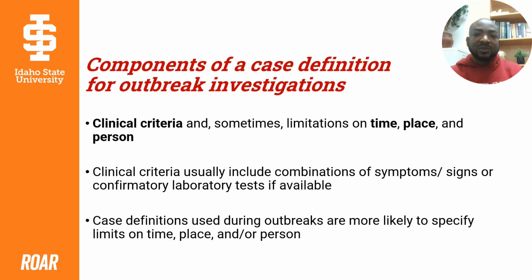So a case definition consists of clinical criteria and sometimes limitations on time, place, and person. The clinical criteria usually include confirmatory laboratory tests, if available, or combinations of symptoms, signs, and other findings. Case definitions used during outbreak investigations are more likely to specify limits on time, place, and or person than those used for surveillance. And so many case definitions require laboratory confirmation, however, this is not always necessary.